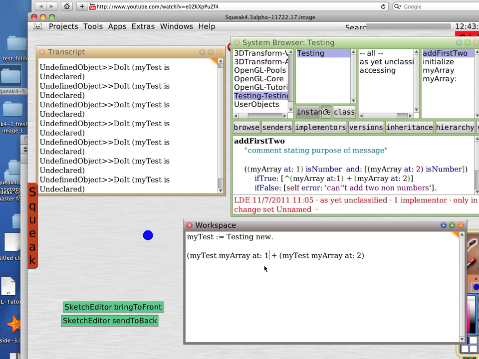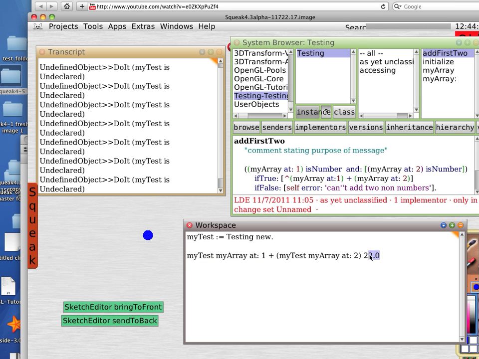Let's experiment for a second. Take parentheses off of here, print it, we get something strange. What do we get? Well, we get my array at 1 plus this. So what is it doing? It's first evaluating this, which is a 3, adding it to the 1, and then obtaining my array at 1 plus 3, which is 4.